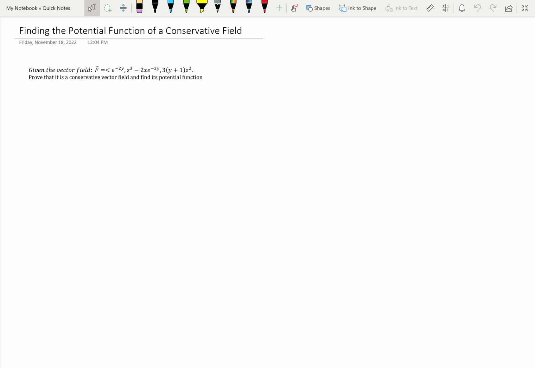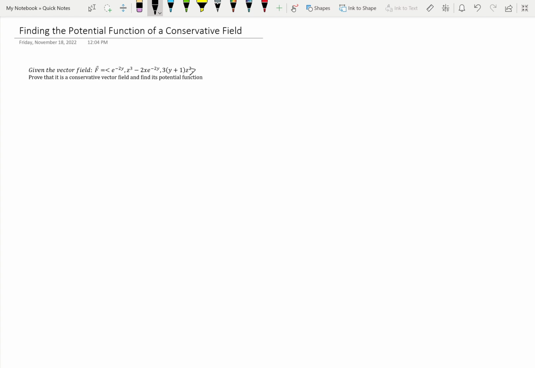Given the vector field f defined by e to the minus 2y, z cubed minus 2x e to the minus 2y, and 3 times y plus 1 times z squared, prove that it is a conservative vector field and find its potential function.